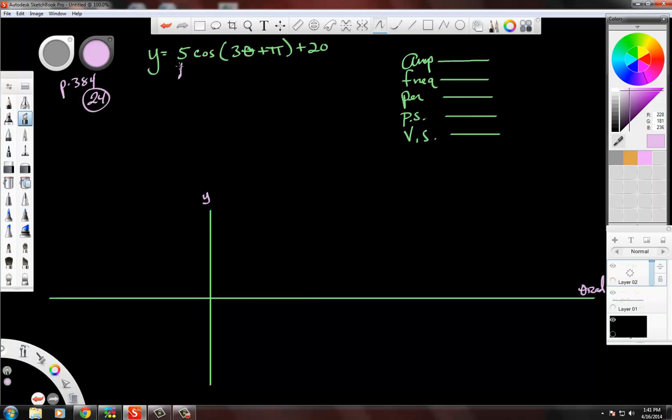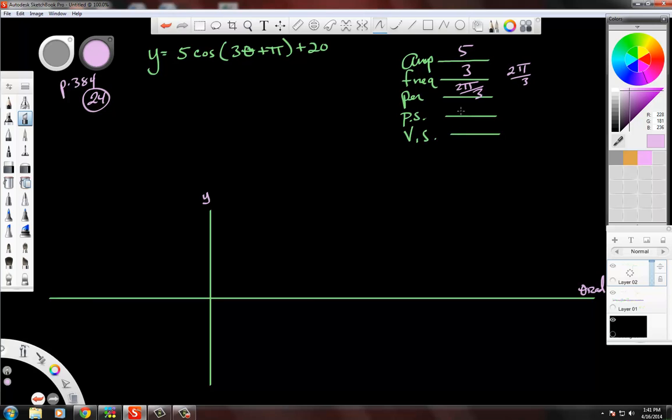Our amplitude is right here. That is 5, and so I am going to make that 5. The frequency is, of course, the number in front of theta. That would be 3. The period is obviously 2 pi divided by the frequency. So that's going to be 2 pi over 3.